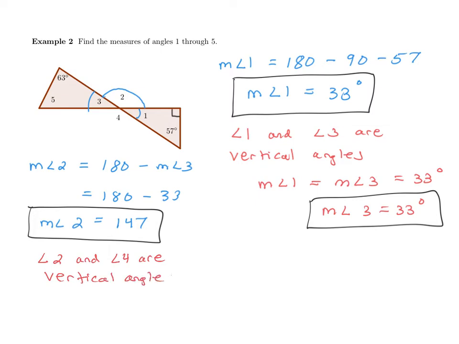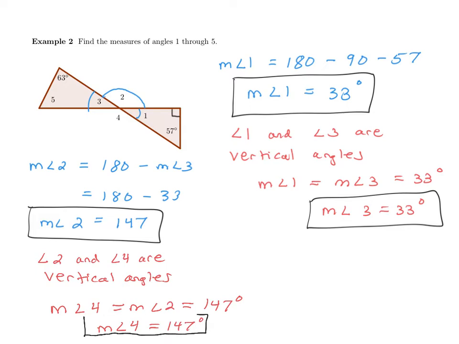And their measures must be the same. So what's the measure of angle 4? Well, it's equal to the measure of angle 2, which we just figured out was 147 degrees, and therefore the measure of angle 4 is also 147 degrees. So we have that one.